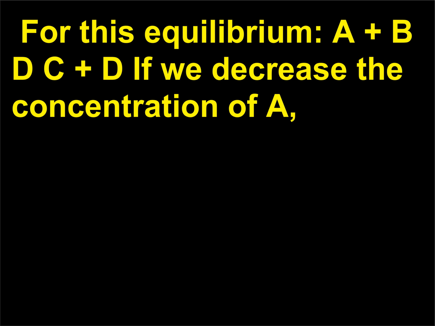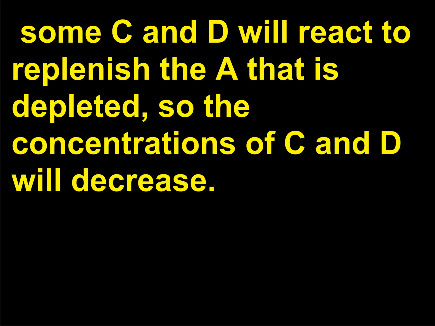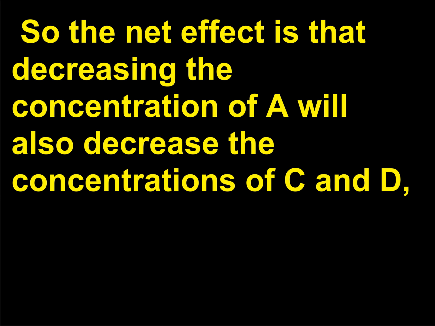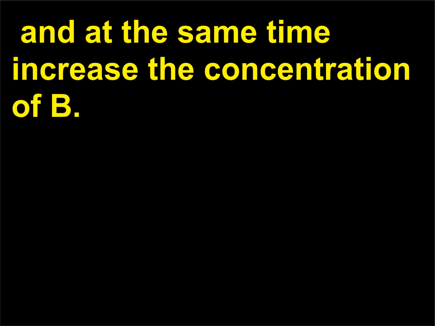For this equilibrium, A and B, D, C and D, if we decrease the concentration of A, some C and D will react to replenish the A that is depleted, so the concentrations of C and D will decrease. As species A is replenished, more B will be created as well. So the net effect is that decreasing the concentration of A will also decrease the concentrations of C and D, and at the same time increase the concentration of B.